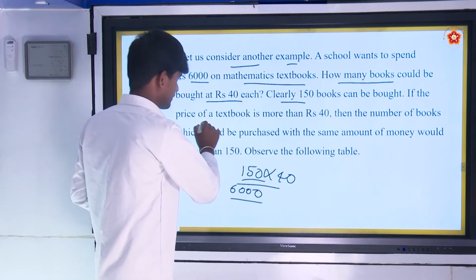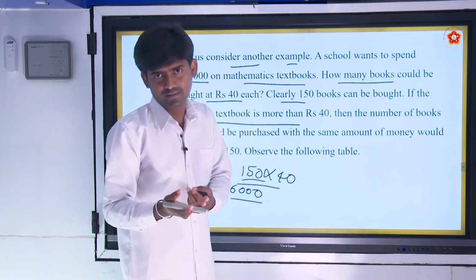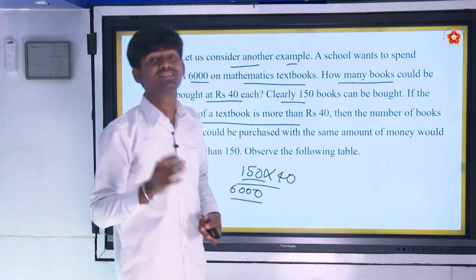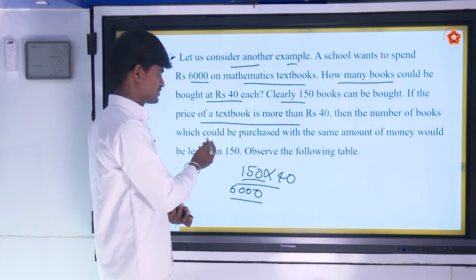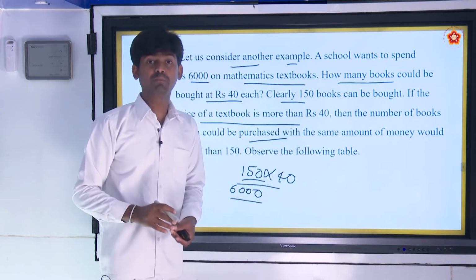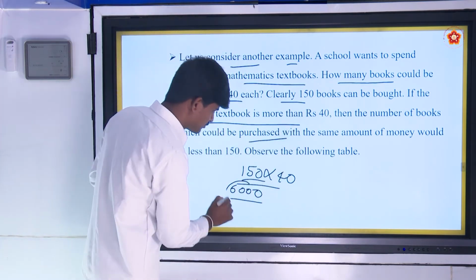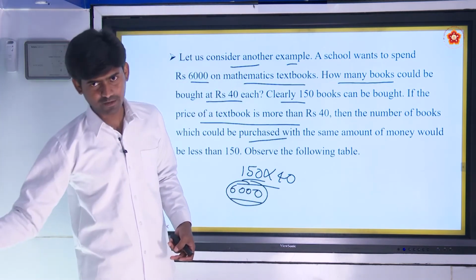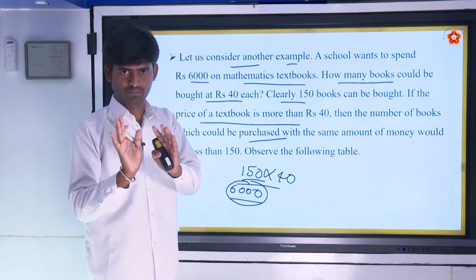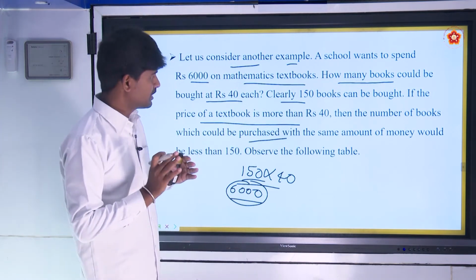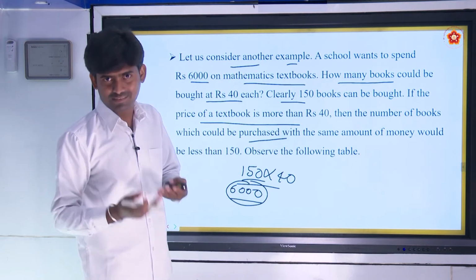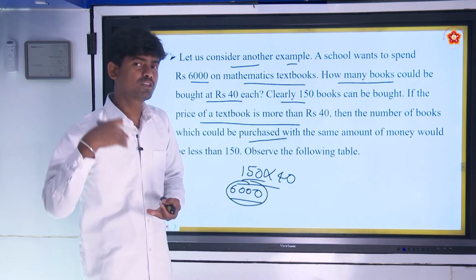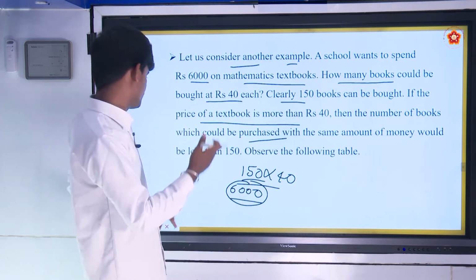Suppose the price of the textbook is more than 40, maybe 45 or 50. The number of books that can be purchased with the same amount will not exceed the 6,000 rupees. I already gave the example of the book with 300 pages; like that, this has 6,000 rupees, and it will be constant. For rupees 40, we can purchase 150 books. If it is more than 40, how many books can we purchase?